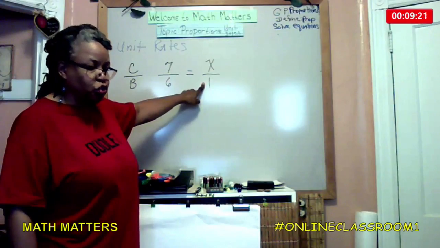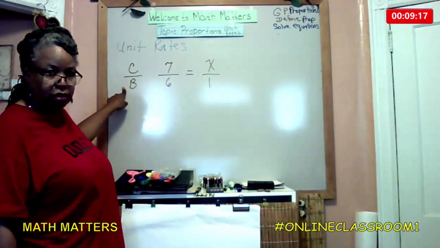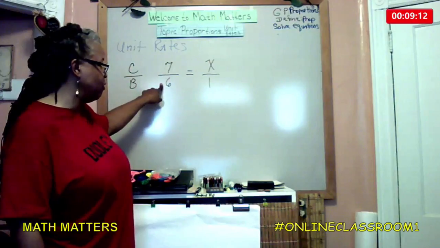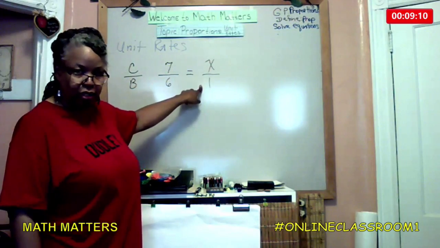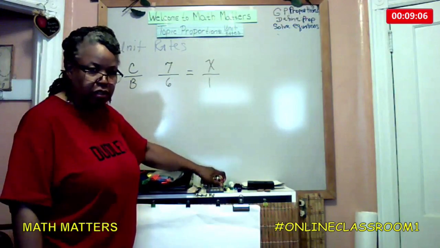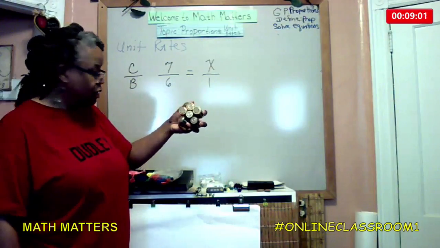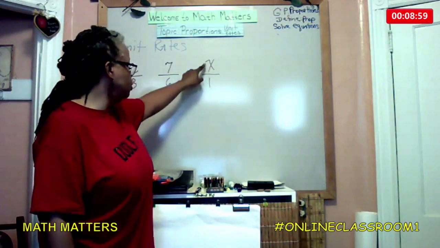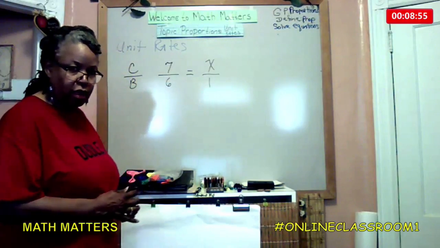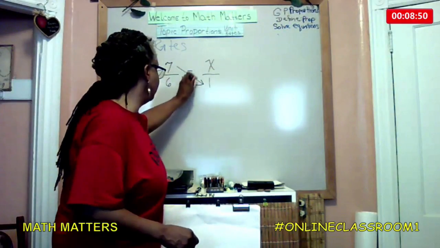The order truly, truly matters. That's why I put here cost to batteries. Cost to batteries has to equal cost to batteries. Okay? 6 batteries cost $7. How much does 1 battery cost? 1 battery costs how much? All right? So we cross multiply to find out.